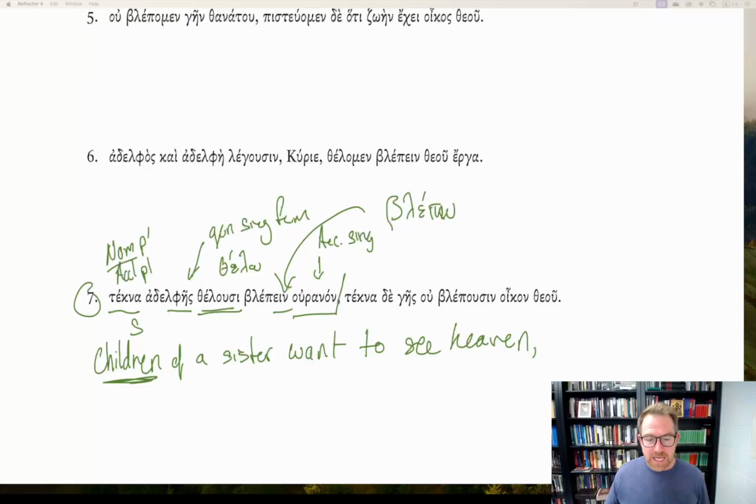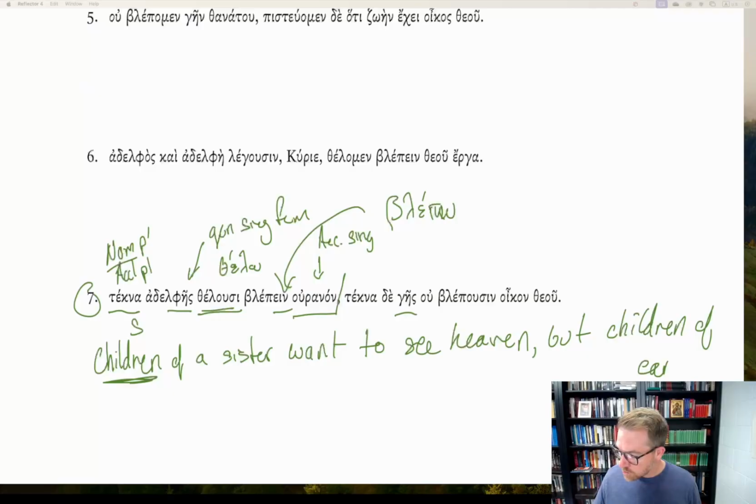Tekna de gēs. And then we have this contrasting conjunction, but tekna, but children gēs of the earth or land, children of earth. Why of? Because this is a genitive singular. It's also feminine. Gēs is a feminine noun. So it's children of a sister want to see heaven, but children of earth, ou blepousin oikon theou. Ou is our negation. Do not.